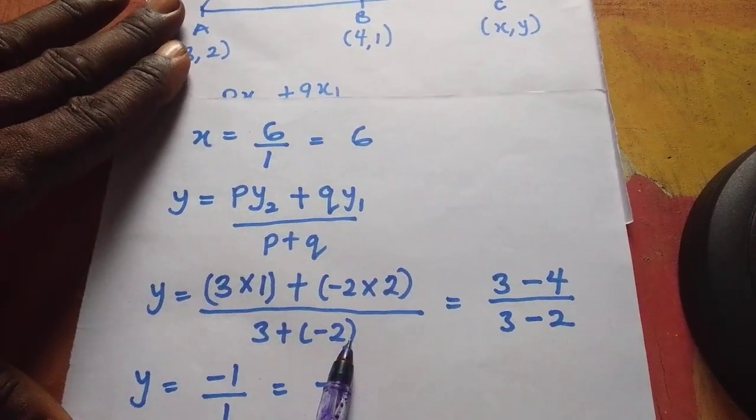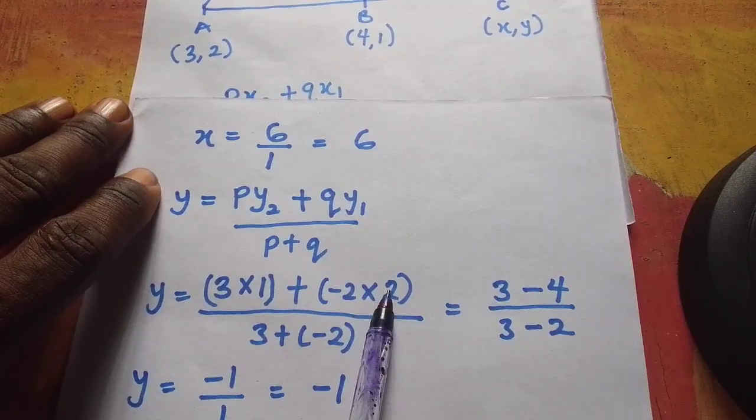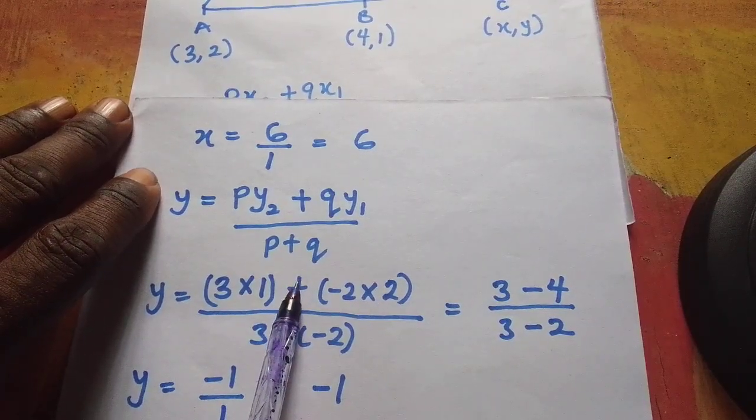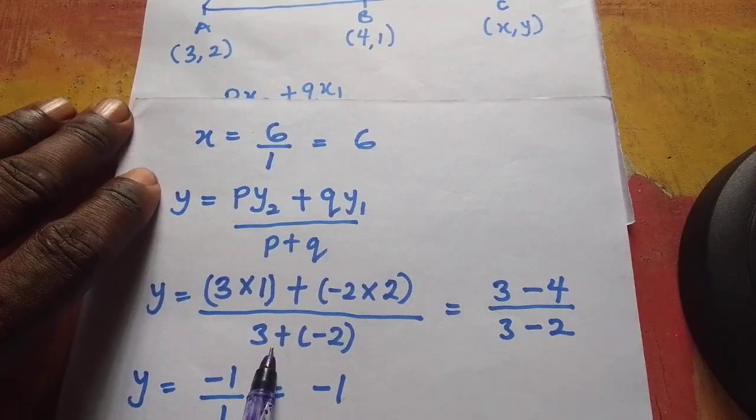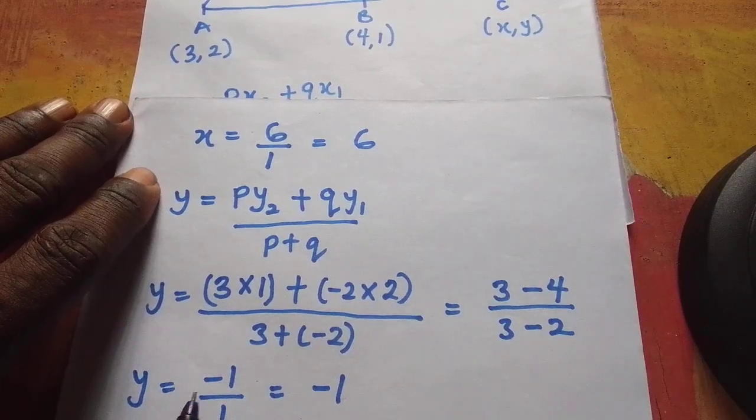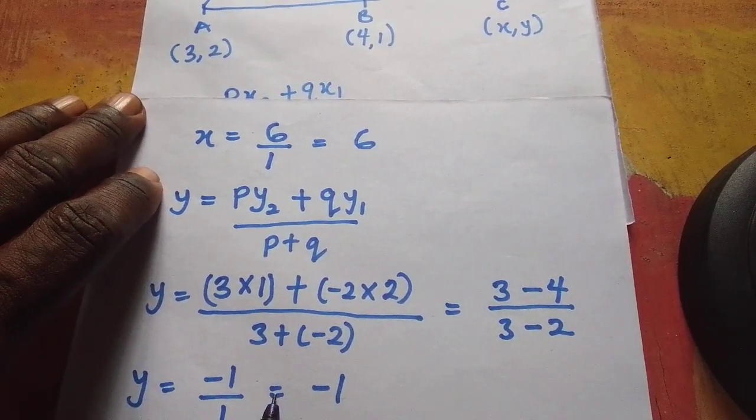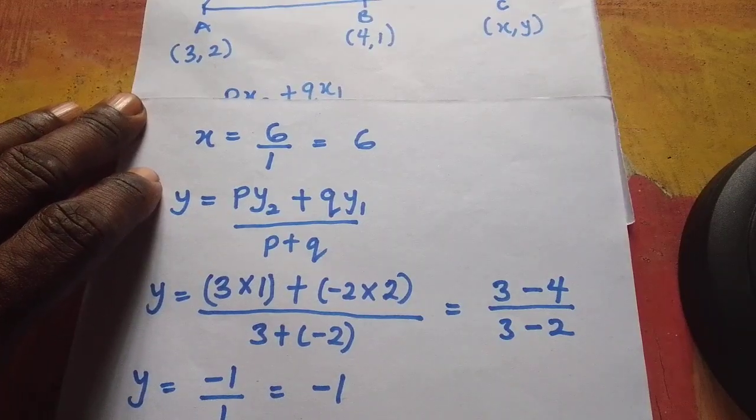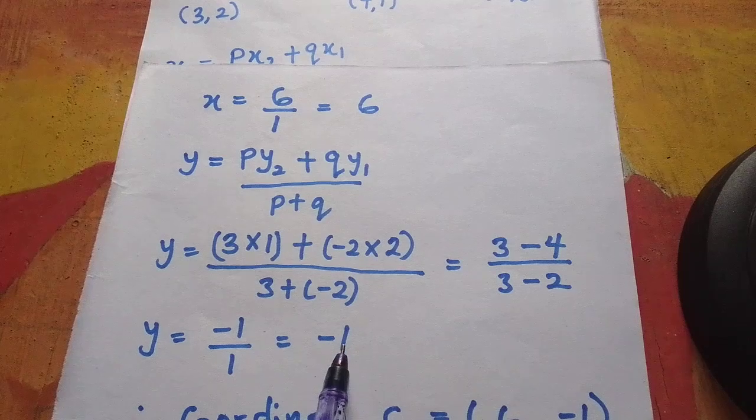So 3 times 1 will give us 3. -2 times 2 is what? -4. Plus times -4 will give us -4, over 3 minus 2. 3 minus 4 will give us -1, over 3 minus 2, which is 1. So that means we have -1 divided by 1, which is equal to -1.